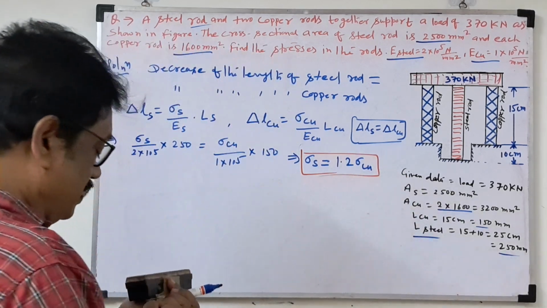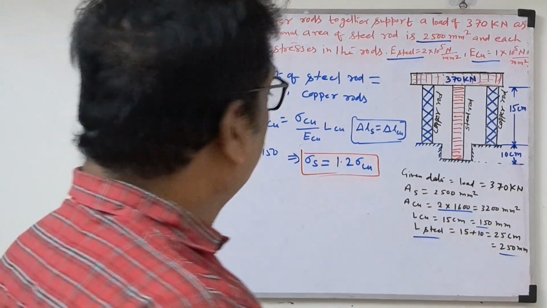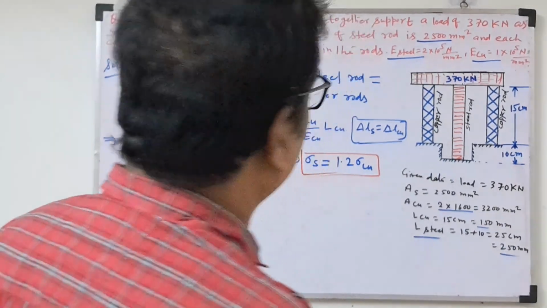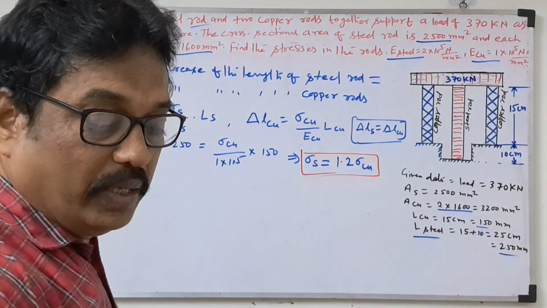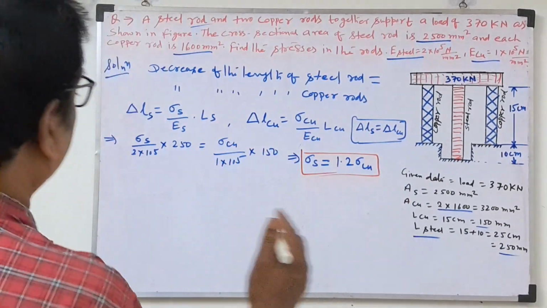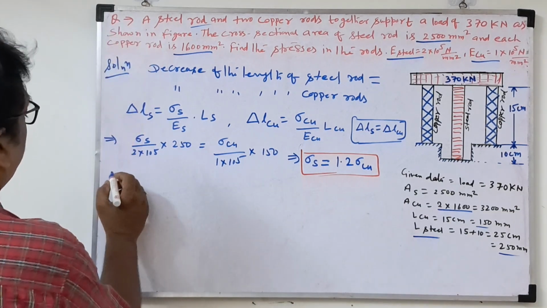Now the second: the total load on the steel, the load of the steel, we can write like this. So the second case is what we can write.